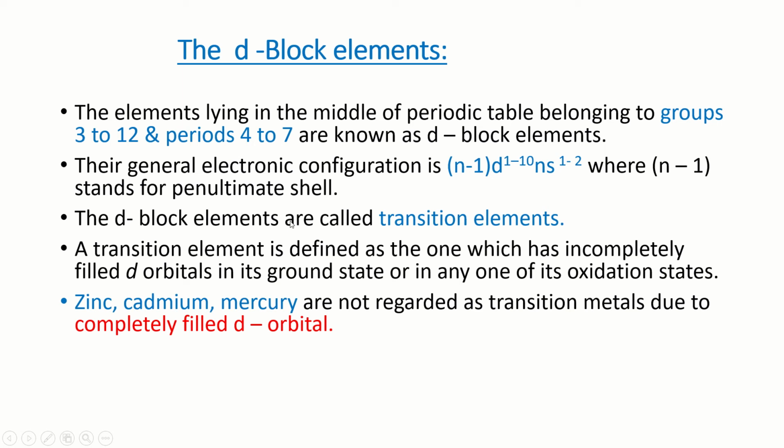The d block elements are also called the transition elements, and a transition element is defined as one which has incompletely filled d orbitals in its ground state or in any one of its oxidation states. Zinc, cadmium and mercury are not regarded as transition elements due to completely filled d orbitals.